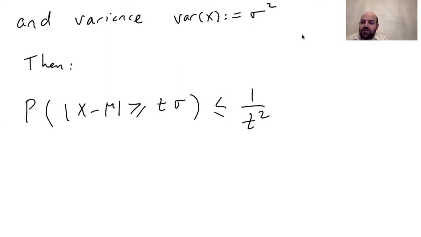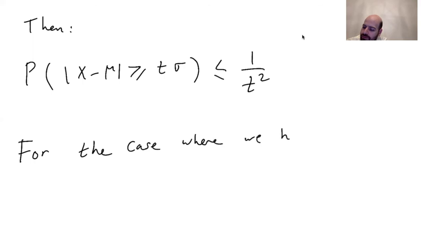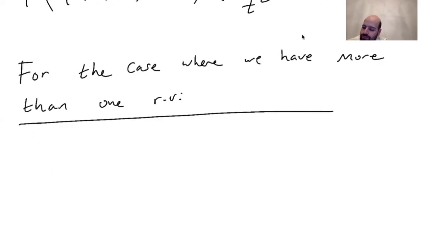Okay, so this is the situation for one random variable. Now, things get more interesting if we have more than one random variable. So for the case where we have more than one random variable, let's start with two random variables. Let's say I have two random variables, X and Y.